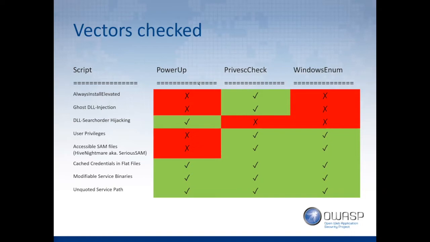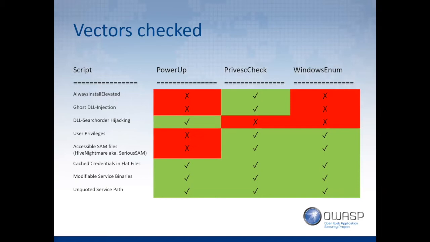But first, as can be seen from quite a lot of green in the middle column here and quite a lot of red in the other 2, some vectors are checked by some scripts, while they are not checked by others. For instance, the AlwaysInstallElevated escalation vector, which is probably the, how do you put this, the lowest hanging fruit of all the possible vectors. It's just a simple registry key that can be set or not, depending on whether you want to have programs installed with elevated privileges or not.